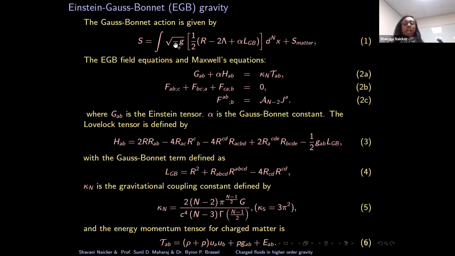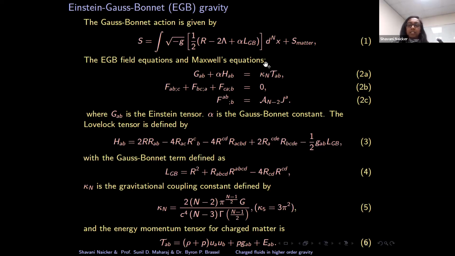The Gauss-Bonnet action in EGB gravity is provided by equation 1, where n is the space-time dimension. If we vary this action, equation 1, we obtain the EGB field equations and Maxwell's equations, given by system 2. Now, G_AB is the Einstein tensor, alpha is the Gauss-Bonnet coupling constant, and the Lovelock tensor H_AB is defined in equation 3, with the Gauss-Bonnet term defined by equation 4. These terms are quadratic in nature.